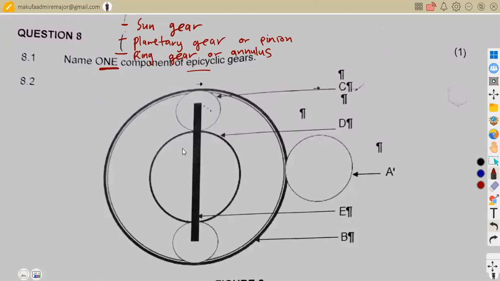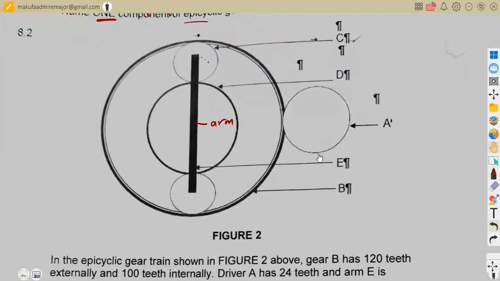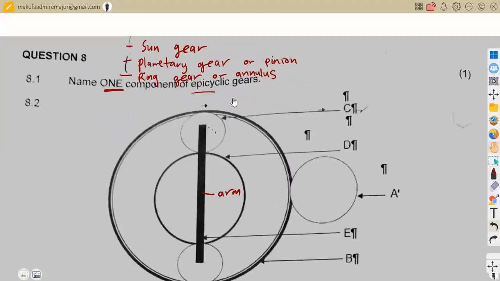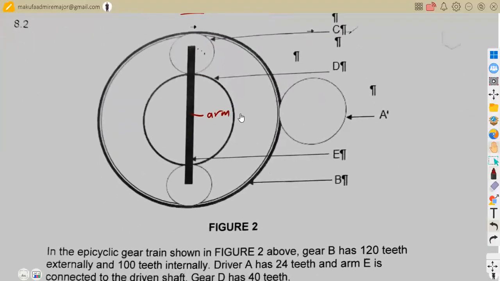These are the major gears that you're going to have, and also the arm of that gear. We have this part that combines everything, which is the arm in this case. So these are the components that we are supposed to refer to, any one of these. Then we move on to question 8.2.